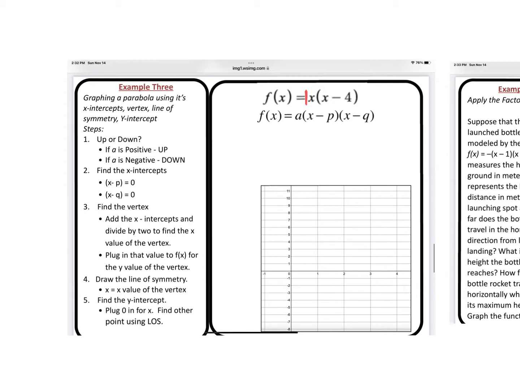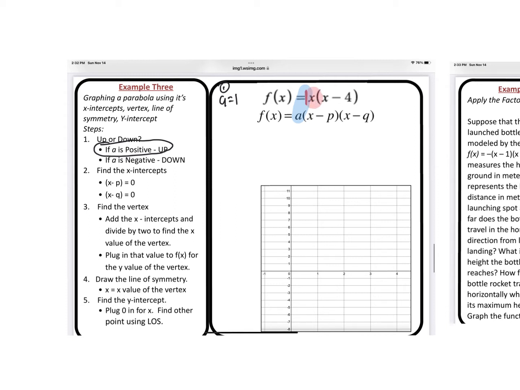So let's just be on board for a minute and see where this takes us. First of all, we need to find out what A is, and A is 1. So we write A equals 1, and that's our first step: A is positive, so it is going to be opening up. Now, here is the second part. I know this says to set each part equal to 0. A little bit difficult to see, but follow me.